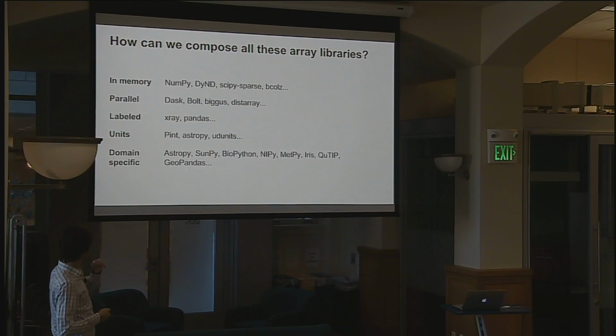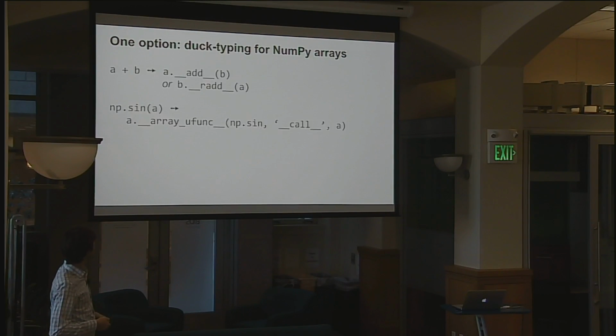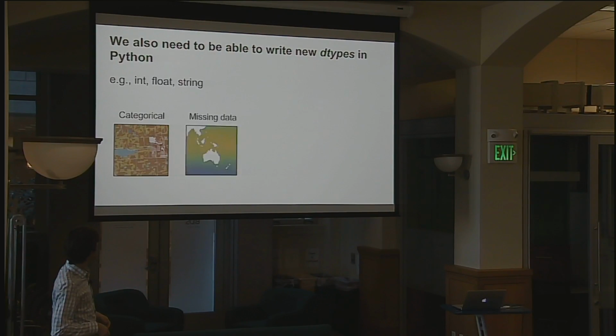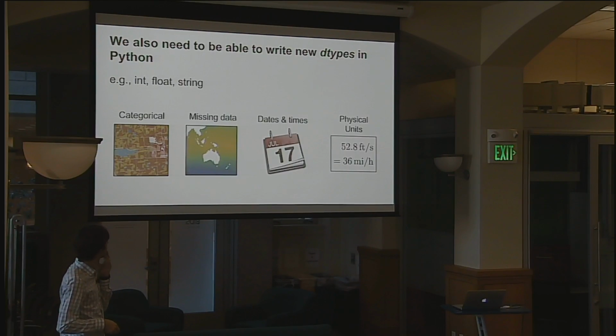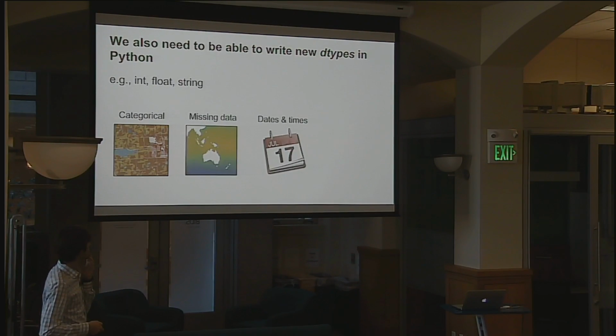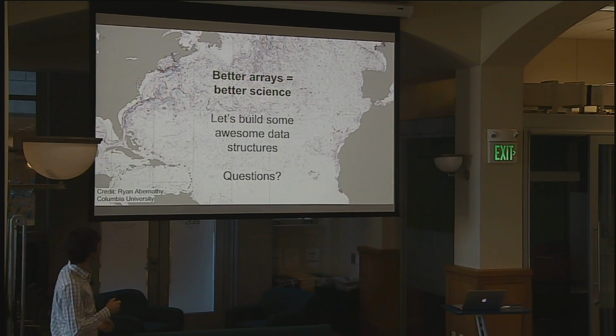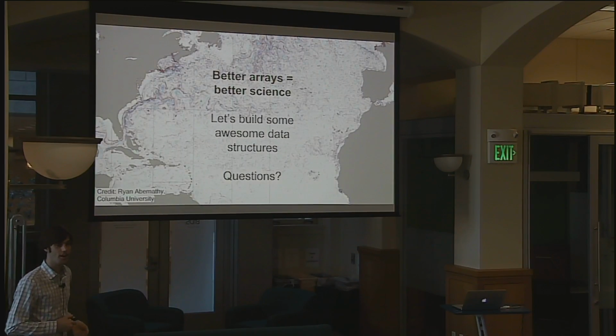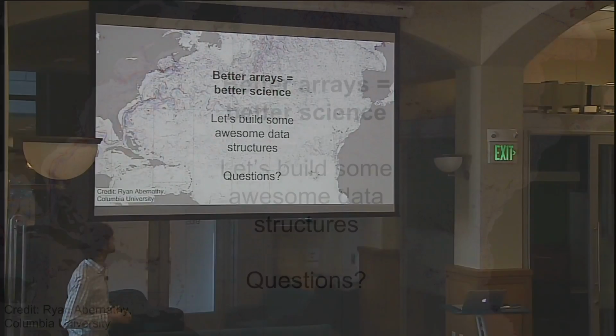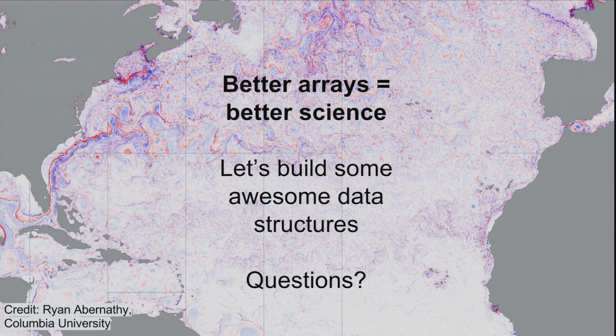I have some ideas about how we can fix that in NumPy, but I'm not going to go through them today. I don't really have time to go into this, so I'll leave it here. I think we can do really awesome science if we have better array structures. We can do it faster, more reliably, and more reproducibly. So let's build some awesome new data structures.